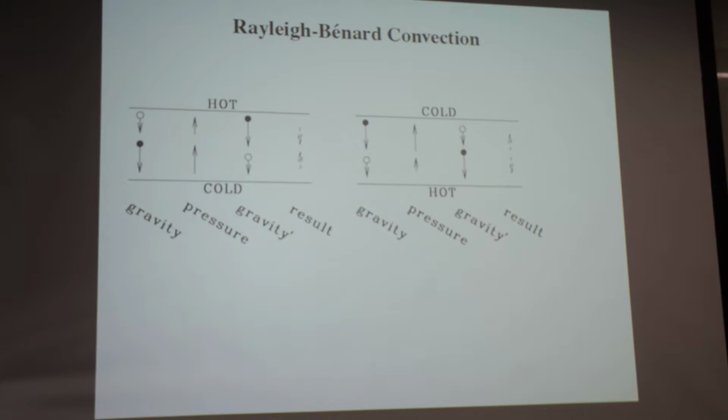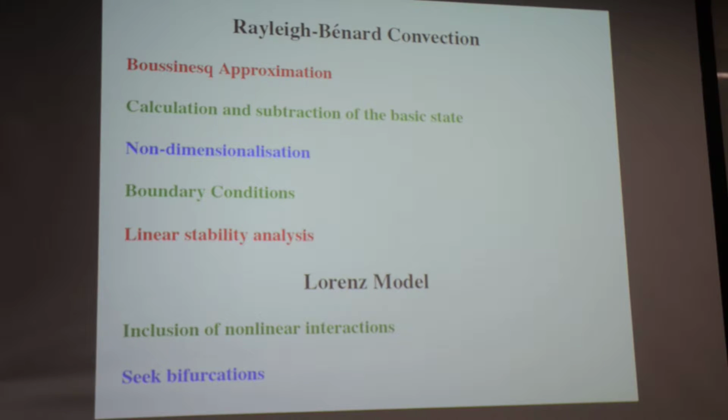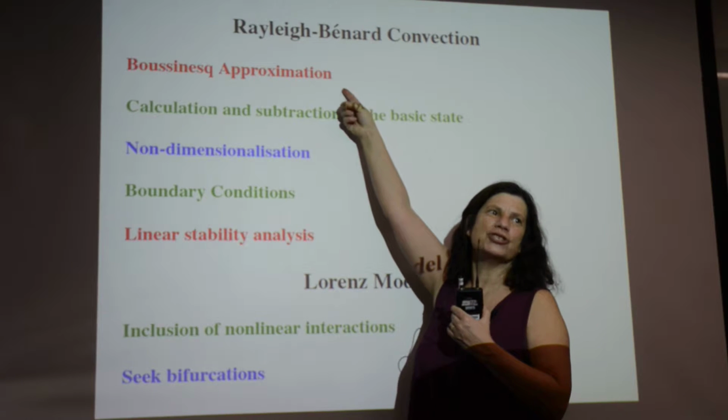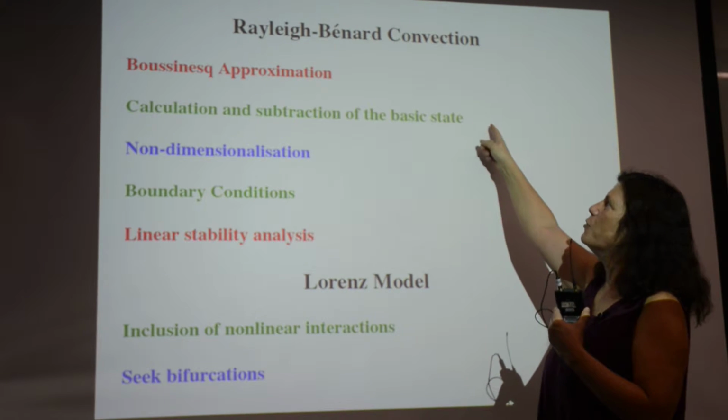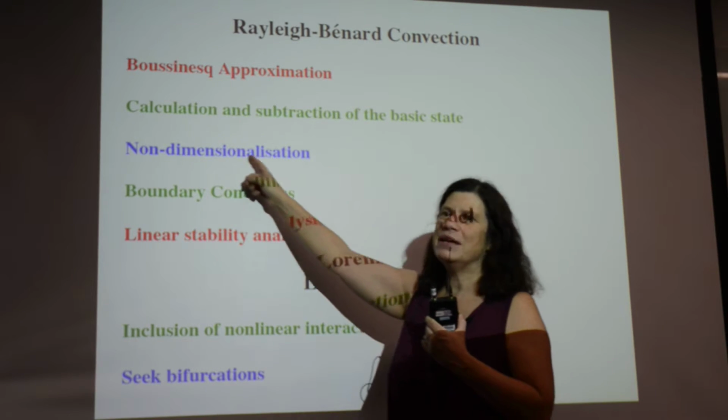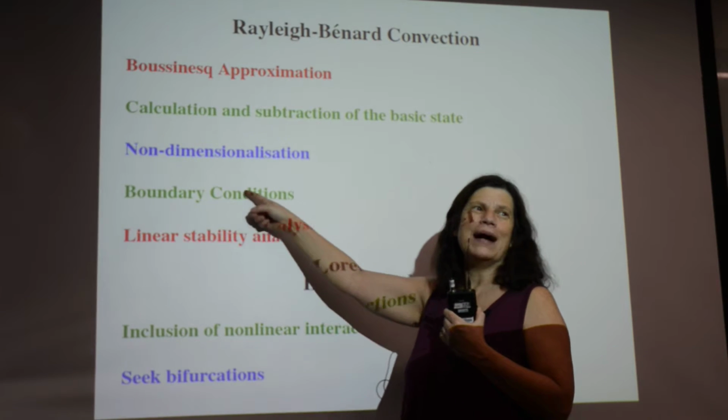So if I go over the steps that we have accomplished concerning convection, so it does not seem endless: the Boussinesq approximation, which sets out the basic equations, and then we found the basic state and non-dimensionalized, and we discussed the boundary conditions.